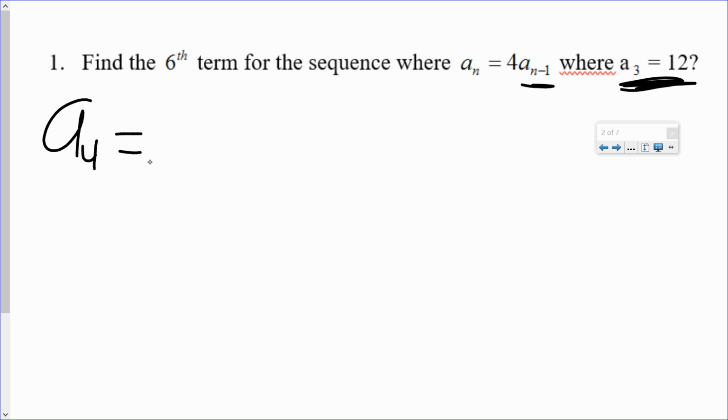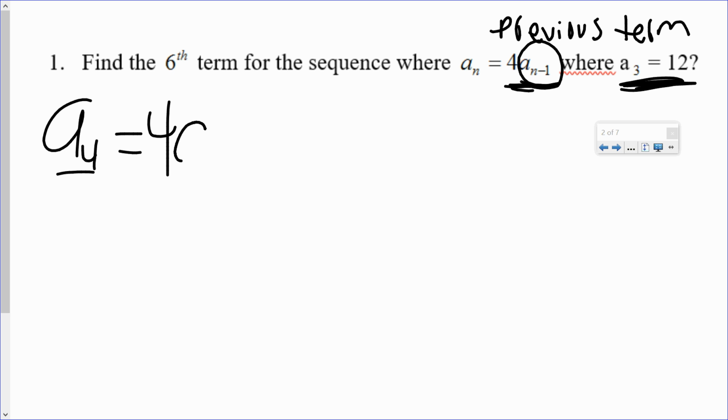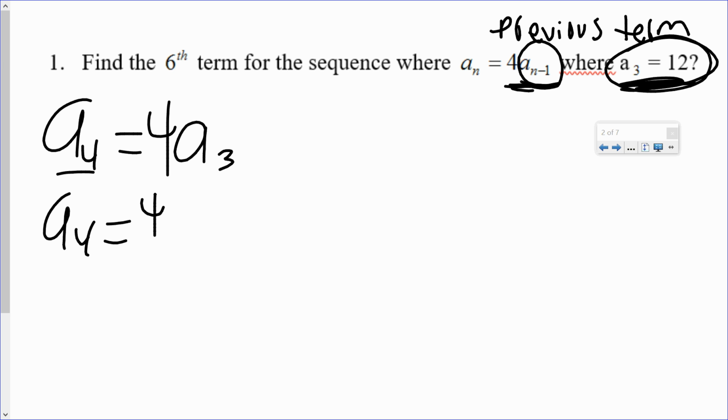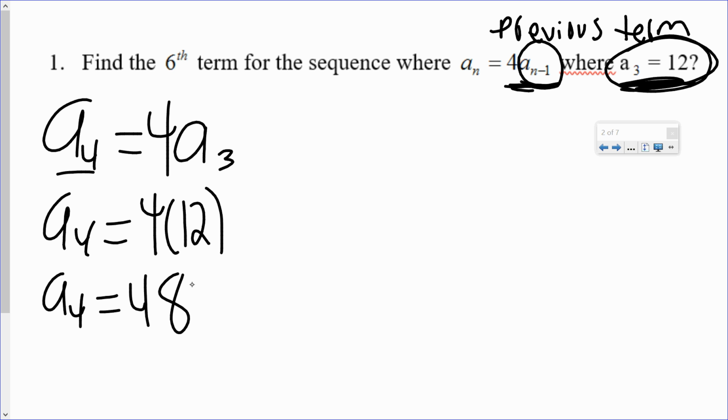So the fourth term is going to be 4 times, now a_{n-1}, again, means the previous term. So if I'm finding the fourth term, then the previous term is the third term. Well, what is the third term? It's given to me. The third term is 12. So it's going to be 4 times 12, which is 48.